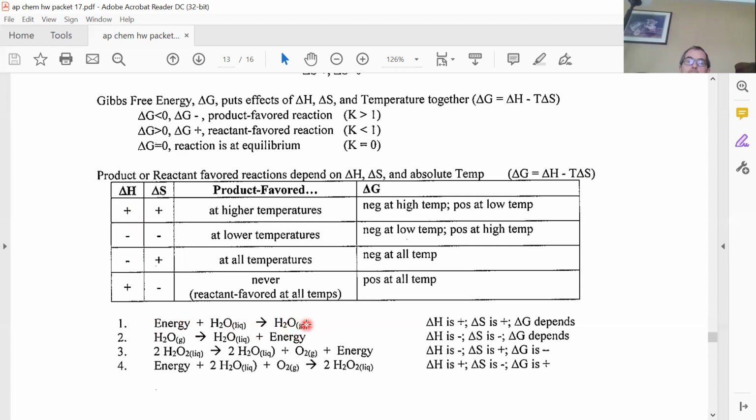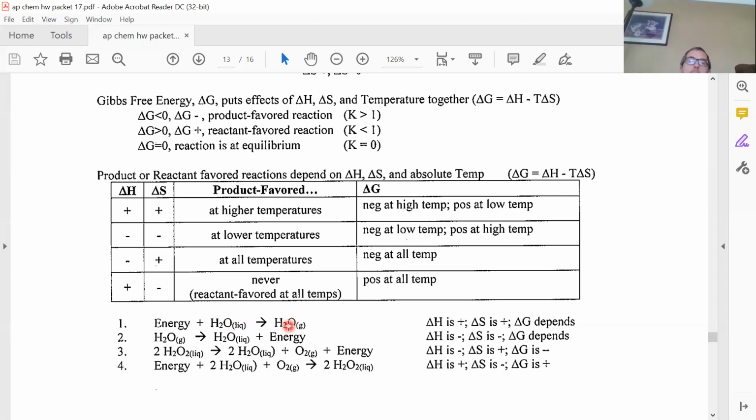But going from a liquid to a gas is thermodynamically favorable toward the products because it's becoming what? More probable states, more random right there. So it depends. If you get to a high enough temperature, and that's really what we think about as a boiling point, then it's going to go from a liquid to a gas.